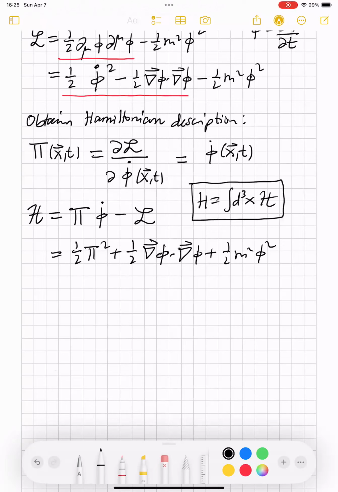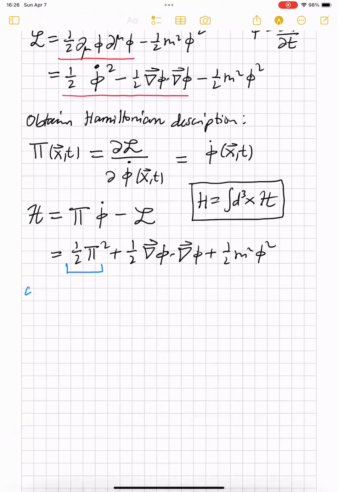Okay, so maybe let's just talk about what is the interpretation of these terms. Well, this first term over here is telling you it costs energy. Okay, it's a positive term, contributes positively to the energy to change field values in time. So as soon as your field has some time dependence, pi will be non-zero, and then it will cost you some energy.